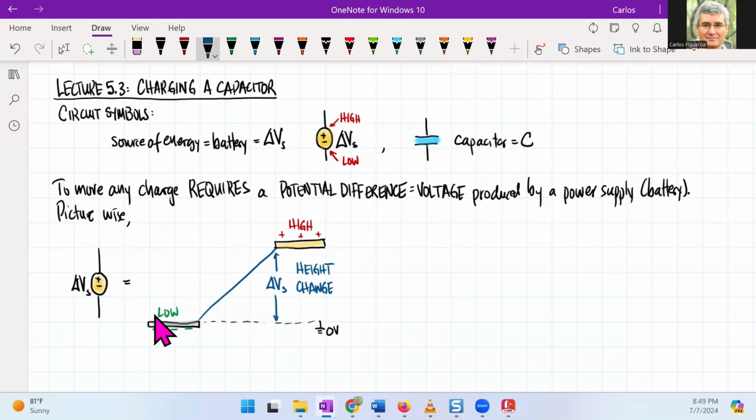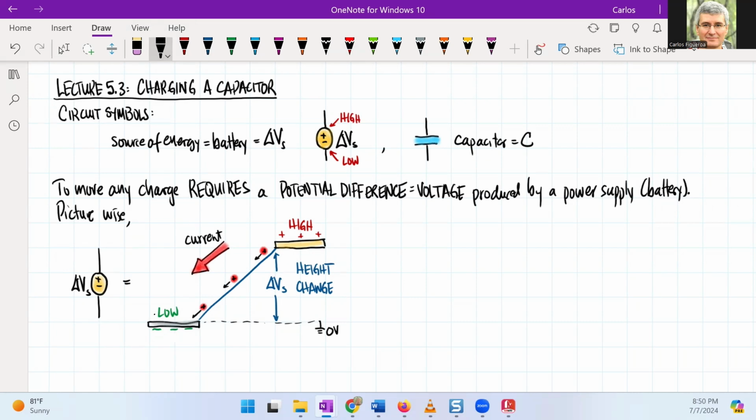So if I have a high and low potential, then I'm going to have charges that already exist in the circuit, and these guys are positive charges that are moving. And the reason why they move here is because there's a potential difference. There's a height change. So this right here is the direction of current. Current flows from a high potential to a low potential. That's what we mean by electrical current.